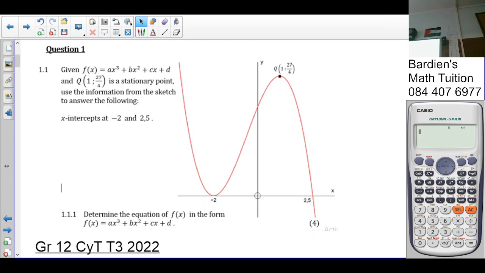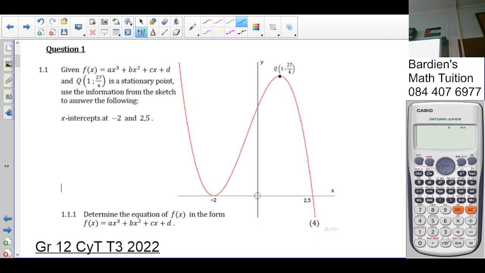So, as you can see, you are given 2 turning points, and you are given the x-intercepts. Now, I could have gone either way. I could have worked out the equation by using the x-intercepts, or I could have worked out my derivative. But for those of you who worked out the derivative, let me do both ways.